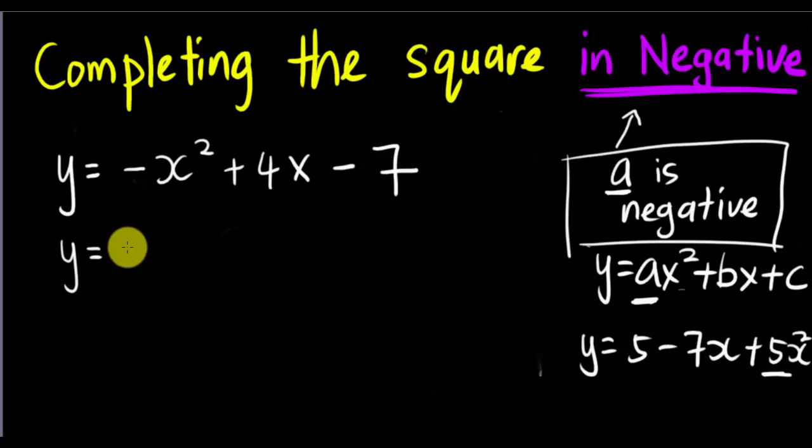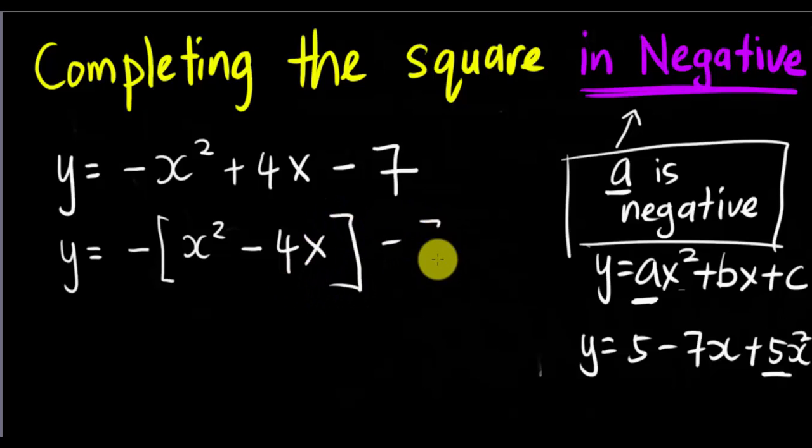So when I factorize out the negative here, I'm going to add a bracket here, and this one will become x squared. And this one, when I factorize out negative 1, will become minus 4x. And I close the bracket, and then minus 7. The bracket here is very important, especially in this kind of negative case. I will explain why later.